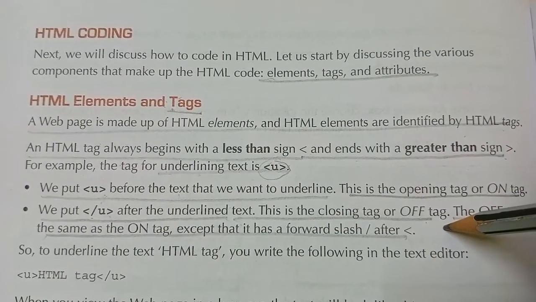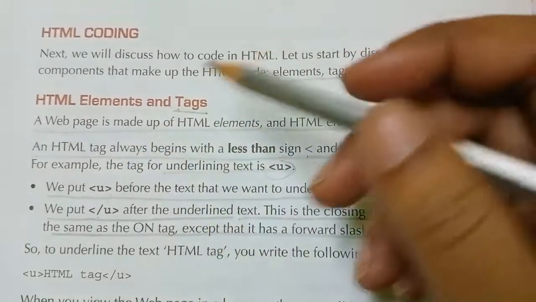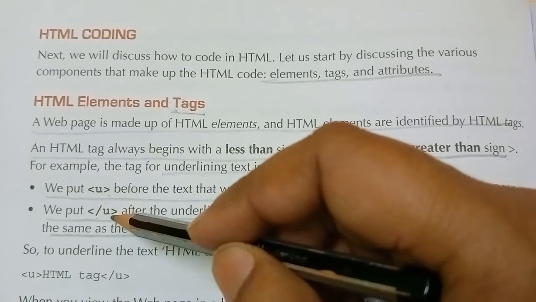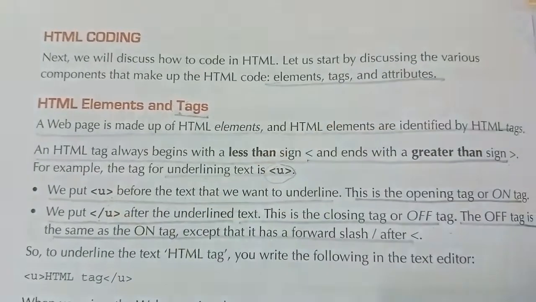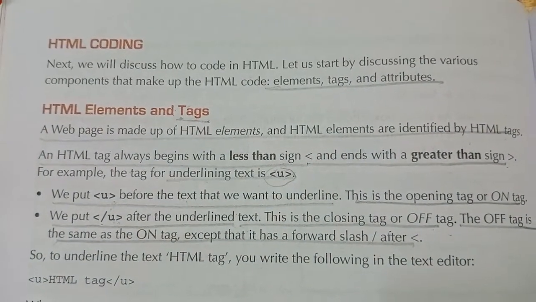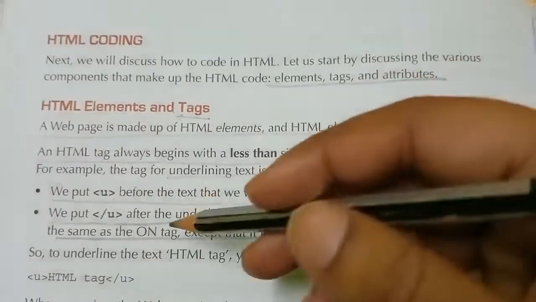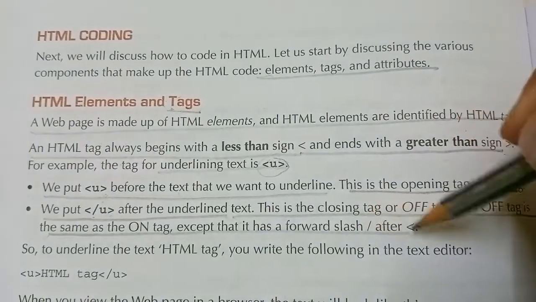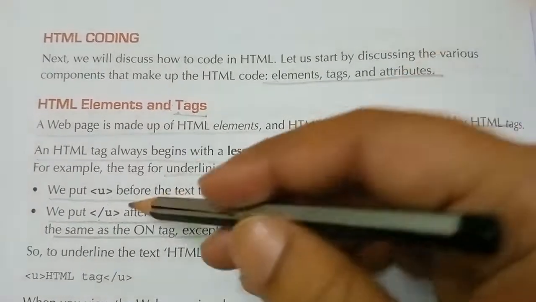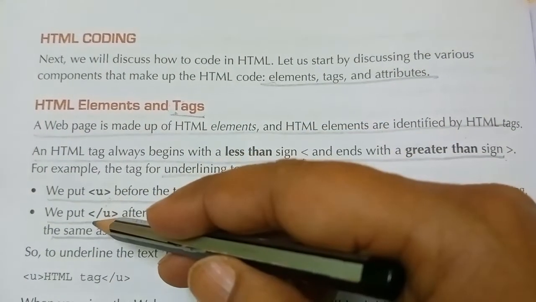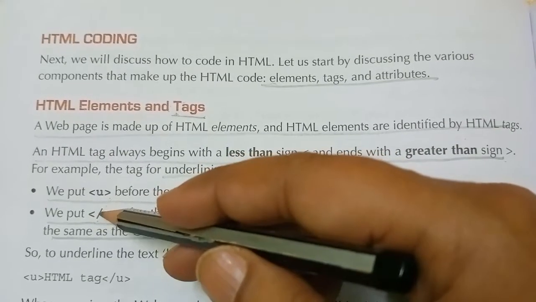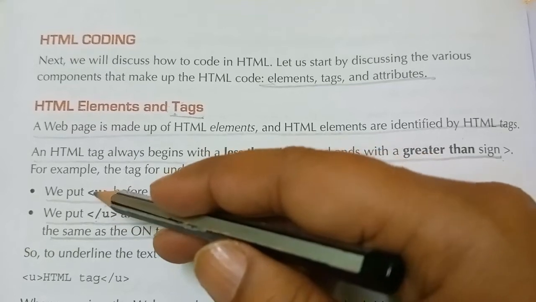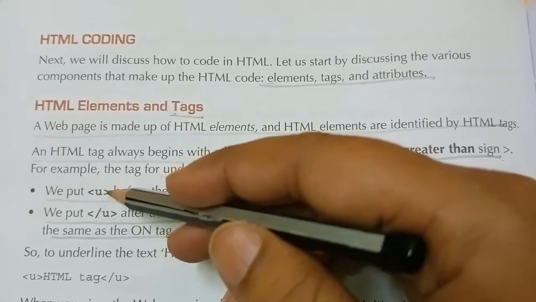See, very important points. Whenever you open any tag, you have to close the tag. It is a very important rule. If you do not close the tag, it will create a mistake. The off tag is the same as the on tag, except that it has a forward slash after this sign. So they are the same, but there is a slash sign. You have to put the slash sign. So this is the opening tag, this is the closing tag, and these tags will always have this greater than symbol and less than symbol.